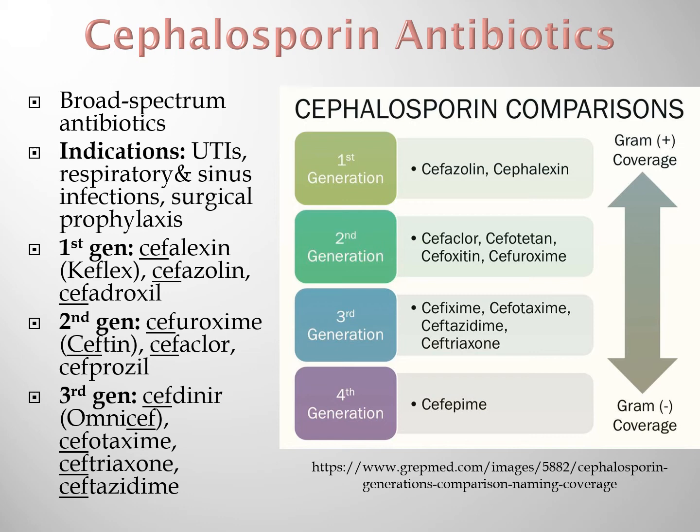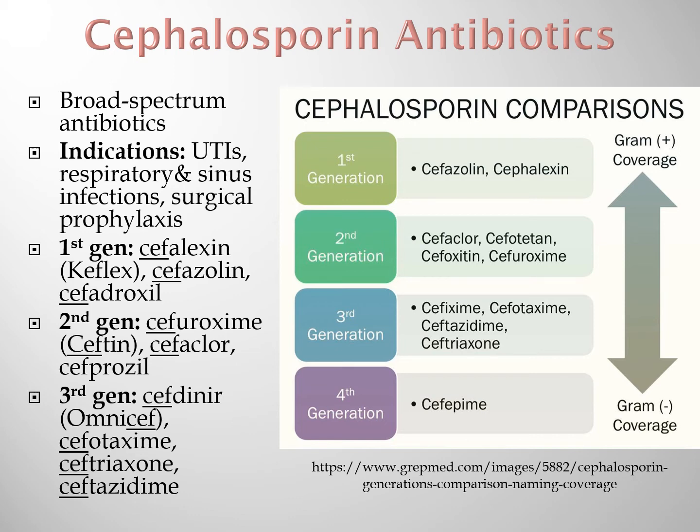Okay, Klebsiella, E. coli. They're gram-negatives, and they respond very well to cephalosporins as well. So we could use some of these cephalosporins for urinary tract infections. In the lungs, you can have gram-positive bacteria, you can have gram-negative bacteria. So some of these cephalosporins can be used for pneumonias, respiratory conditions, sinus infections.